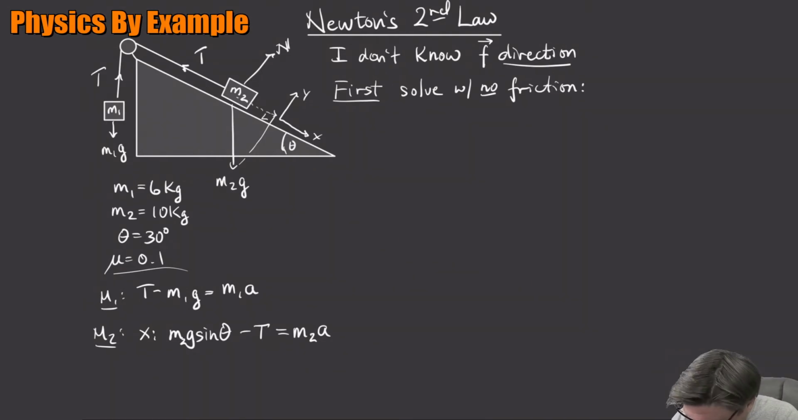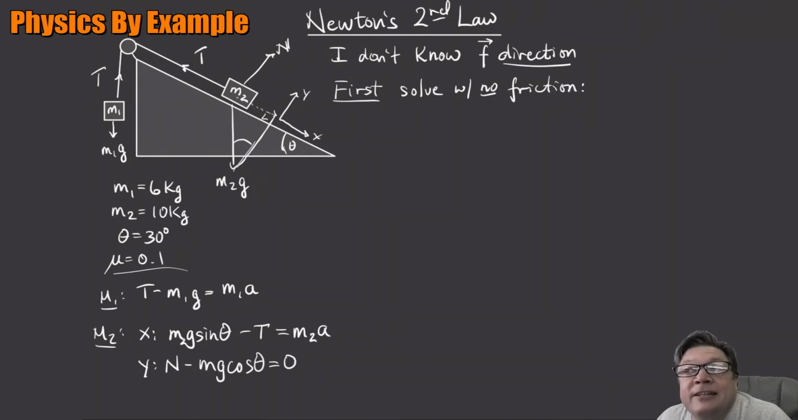Now the y direction for m2. I've got N going in the y direction, and then I have the other component of gravity acting down. Here's my angle. So this is going to be mg cosine theta equals 0. It's not accelerating off the plane at all, so that's cool. Okay, so that's going to be it.